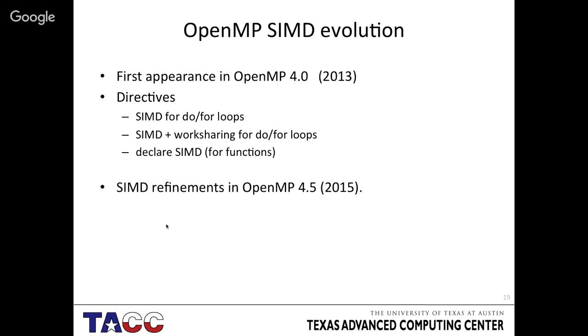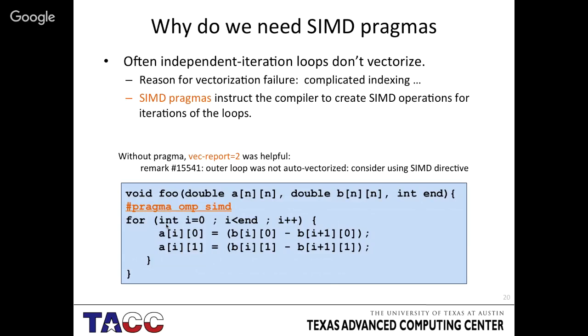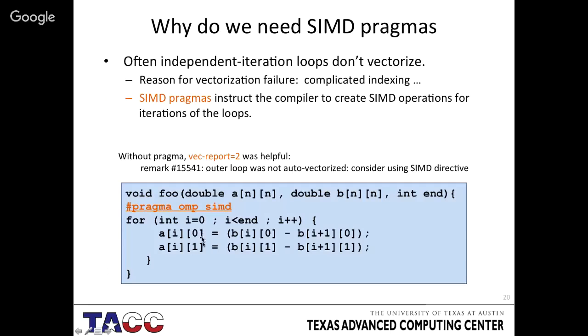So one of the things: why do we need these? We need them for even simple cases like this. If you just look at this loop, it's pretty obvious that it has independent work in terms of what's happening over here and what's being shoved over here. But the vector report for this did not vectorize it. But if you put OpenMP SIMD directives in there, it will vectorize it and run correctly.